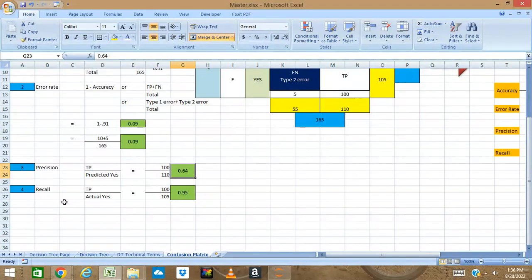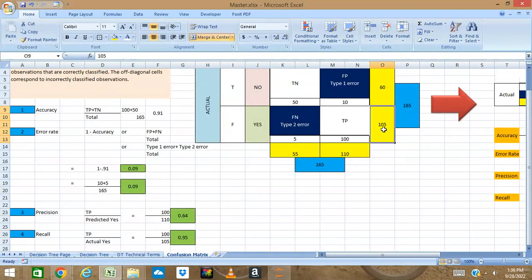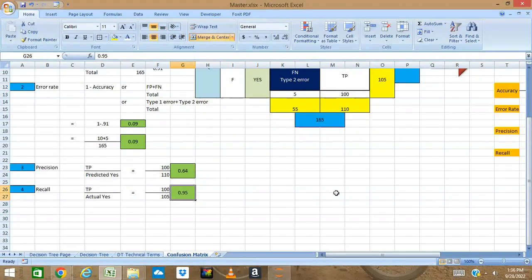Same for the recall. 100 is my prediction where we are matching. My actual is 105, so 95 percentage we are matching here. Let's check this data again. Oh, it's a 90 percentage. Bad. 91 percentage we are matching for the precision, and recall is matching with the 95 percentage.